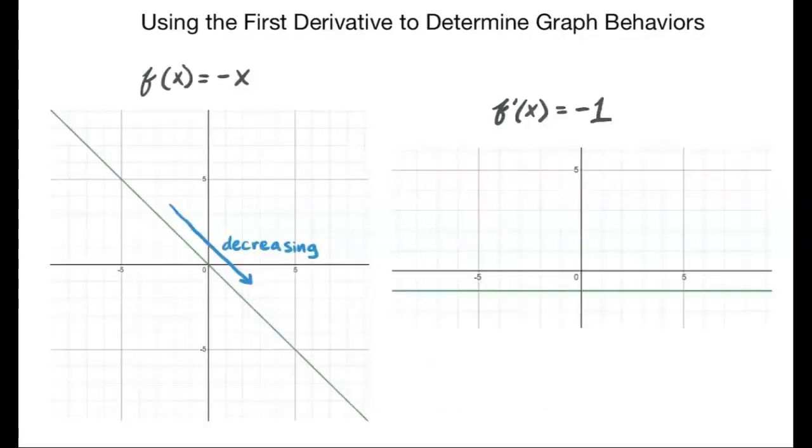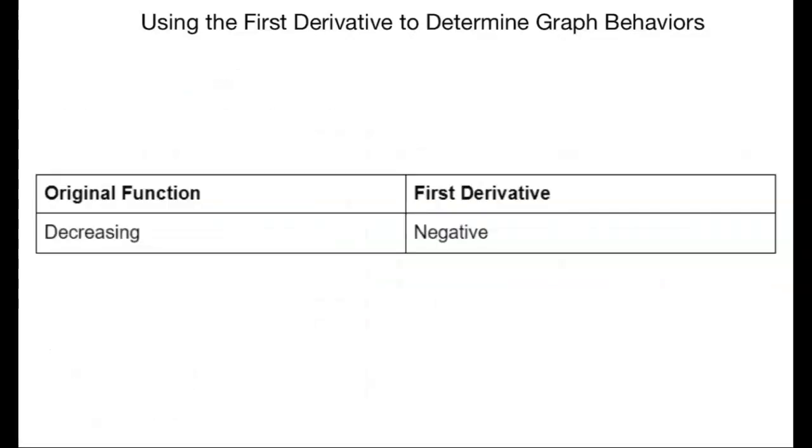The first derivative of f of x equals negative x is f prime of x equals negative 1. We can see by the graph that the first derivative is equal to negative 1 for all x values. We can generalize these findings to say that when the original function is decreasing, the derivative is negative. Again, you may wish to write this in your notes.